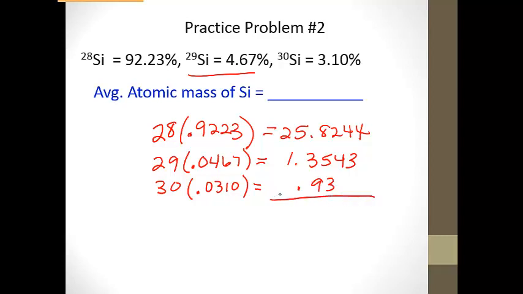When we add all of those up, we get a total mass of 28.1087. But again, our lowest number of decimal places is this one here with 2 decimal places. So in our final answer, we would say that our average is 28.11. The 8 here rounds up. And again, that's atomic mass units.